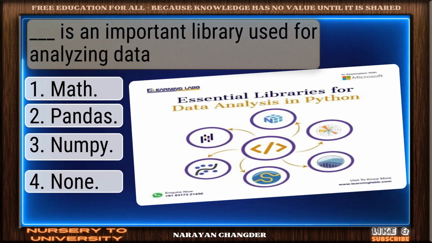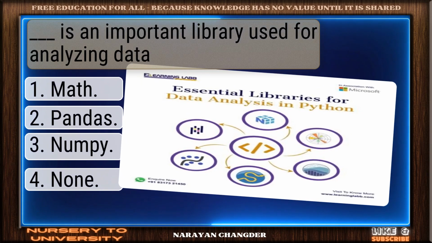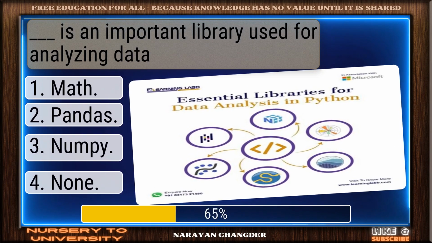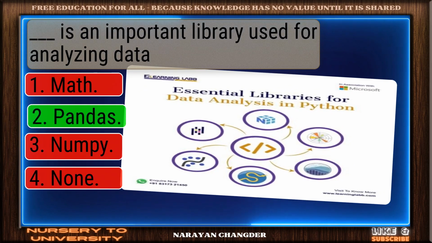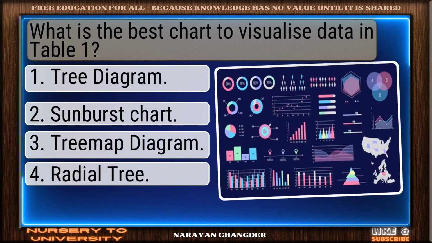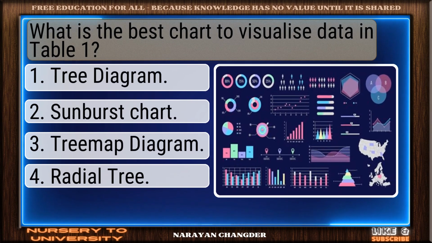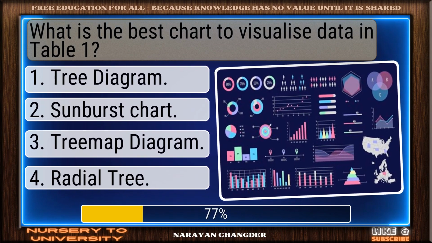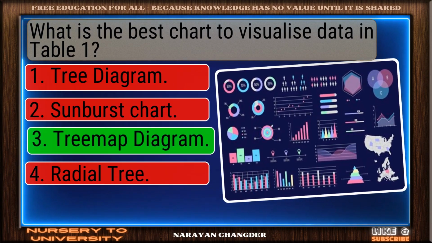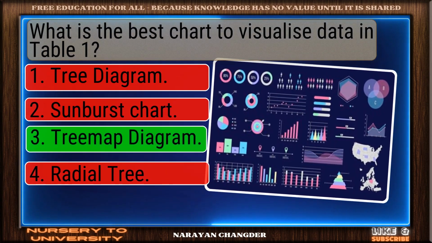Question number 1. Dash is an important library used for analyzing data. Well done. Pandas is the right choice. Question number 2. What is the best chart to visualize data in Table 1? Strong choice. Tree map diagram is the right answer.